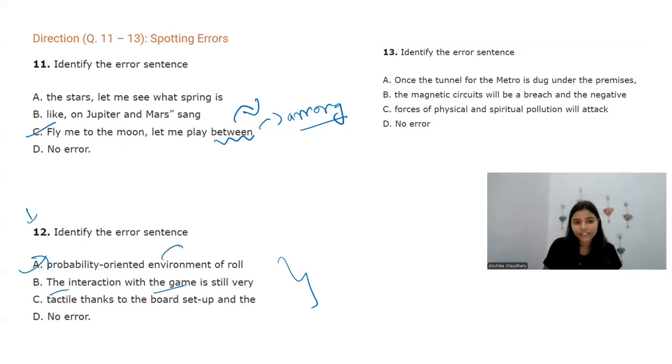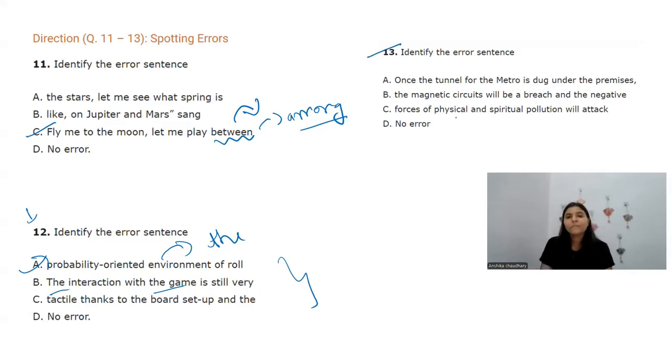So the correct version of this will become "the probability oriented environment of the rule," right? This will be the correct answer. So option number A will be the correct answer. The error was just that the article was not there, so we have to use articles as well. Let's move on to the next question.